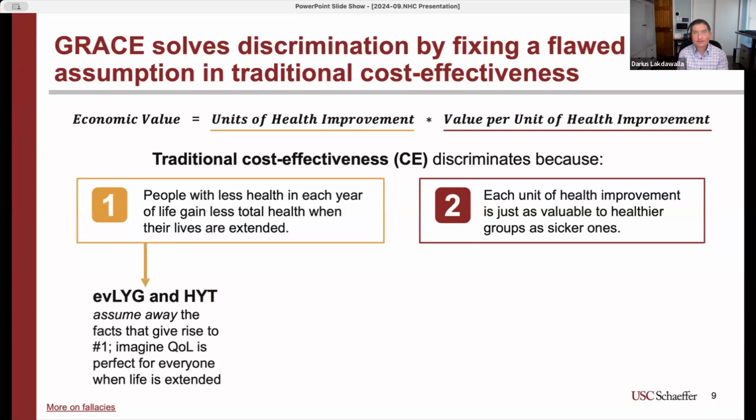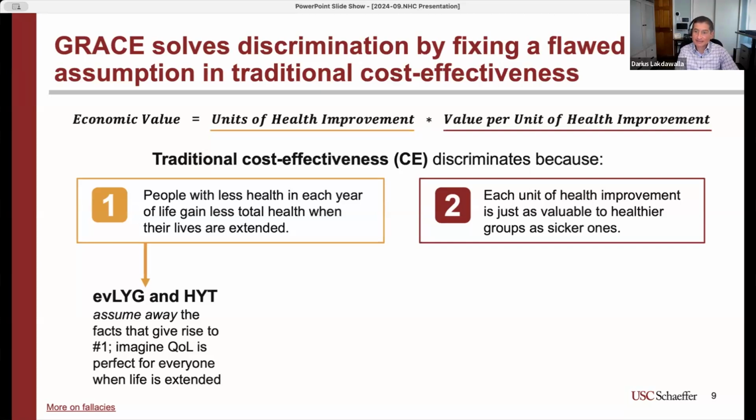Equal value of life years gained and health years in total address this issue by essentially assuming away the property in number one. They imagine that quality of life is actually perfect for everyone when life is extended. So that does in fact eliminate discrimination, because you no longer imagine that somebody with less health actually has less health. The problem that arises is the one that I mentioned earlier: when you assume away this fact, it ends up also meaning that people don't really care about quality of life improvements.